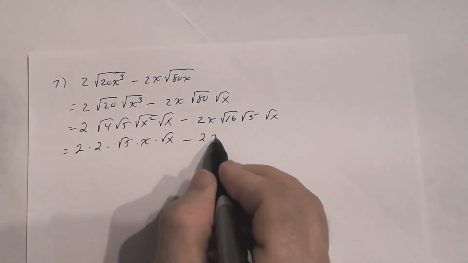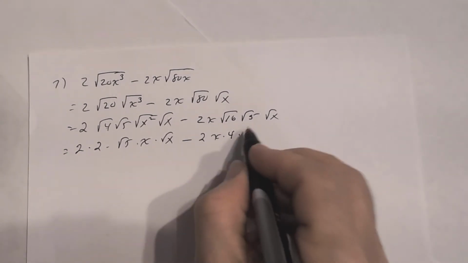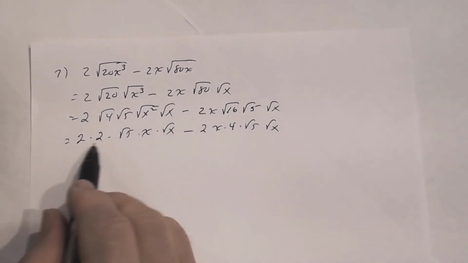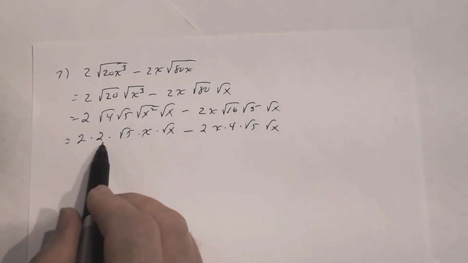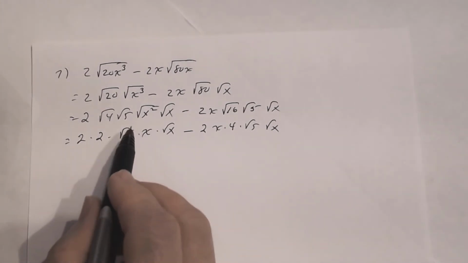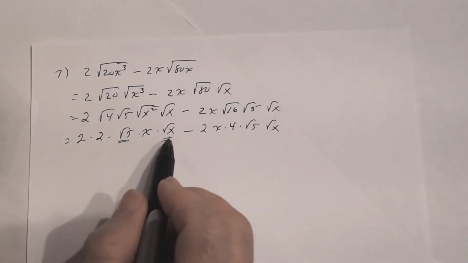Minus 2x, that's going to be times 4, right? Times the square root of 5 times the square root of x. All right, so let's rewrite this as much as we can. 2 times 2 is 4, and then times x, this x here. Now, remember, you want to rewrite this as one square root. So the square root of 5 times the square root of x.